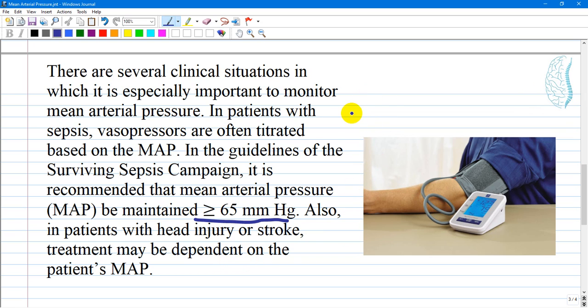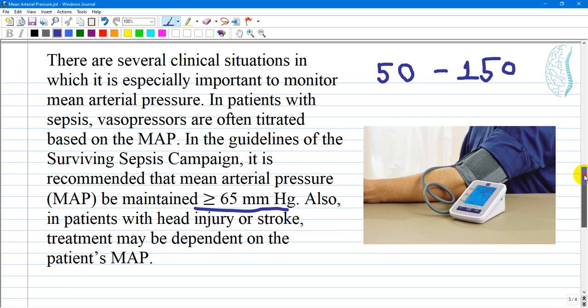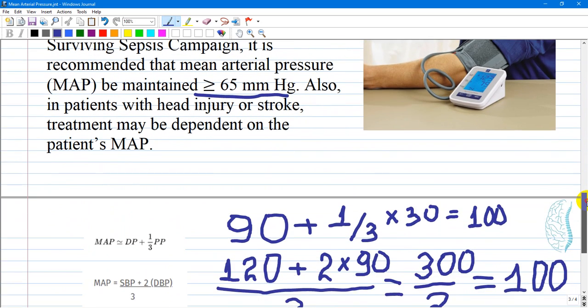arterial pressure. So, in the normal range, mean arterial pressure could vary from 50 to 150, and more than 65 mm of mercury is considered normal for perfusing adequately organs, vital organs especially. And so what is the formula for calculating this mean arterial pressure?